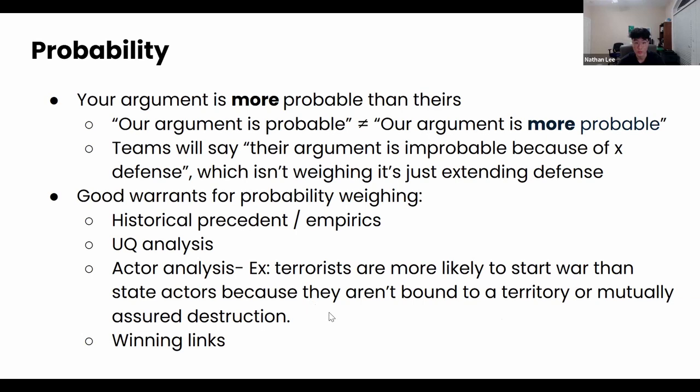That's why, again, when you utilize comparative weighing or probability analysis, you write the judge's ballot by telling them why yours is more probable. Some good warrants for probability weighing include historical precedent or empirics or uniqueness analysis by saying that if one key fact at the top of the round is true, then nothing they say is actually going to happen. Third is actor analysis. For example, when you say that terrorists are more likely to start wars than state actors because they aren't bound to a territory or mutually assured destruction. And also just winning links, right? Like if you win that a certain event happens, then you can say that it's 100% probable. But if you lose that it doesn't happen, then you don't get to talk about the probability of that.